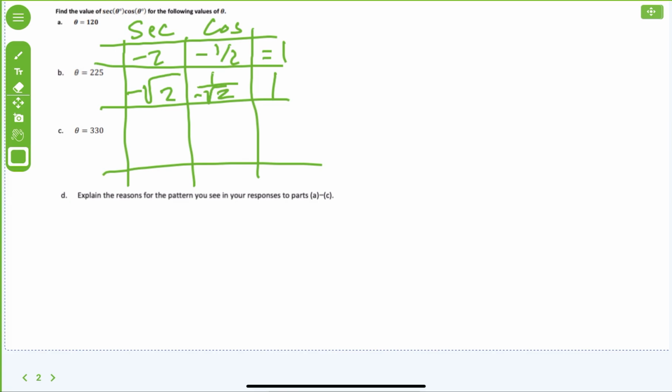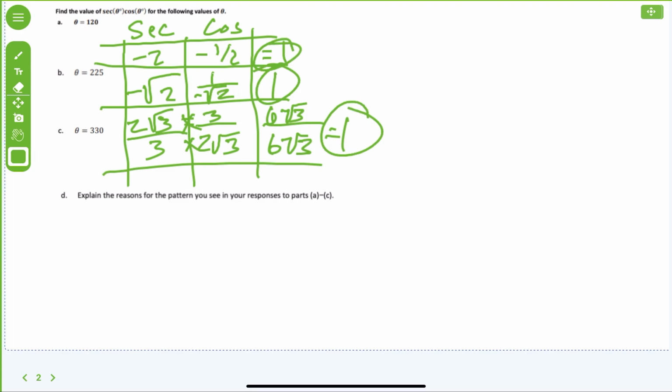Okay. So what about for 330? Well, 330, the secant is 2 square roots of 3 over 3. So if I was to flip that, I would have 3 over 2 square roots of 3. Okay. And if you were to multiply straight across, that would equal the same thing on top as it does on bottom. So that would be like saying 6 square roots of 3 over 6 square roots of 3. Well, that's equal to 1. See why I said that's kind of silly, kind of weird the way they did that?